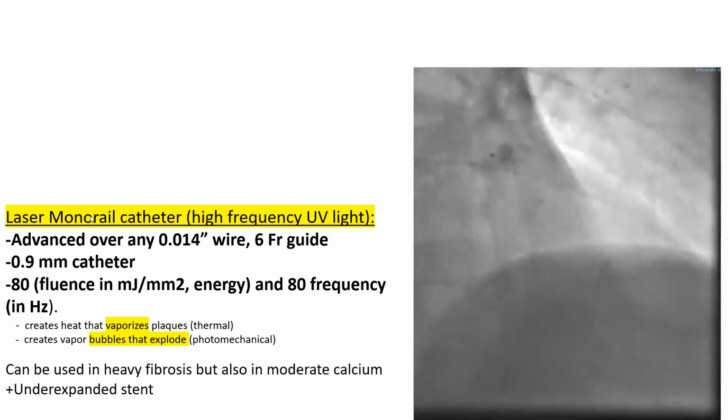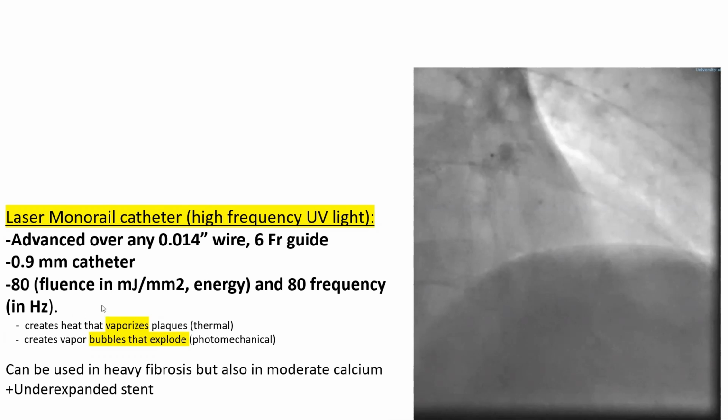So I'll describe briefly the laser. Laser is a monorail catheter that can be advanced over any 0.14-inch wire, and that's an advantage over the orbital and rotational atherectomy in cases where you cannot cross the lesion with any device. You may use your standard wire and advance the laser over it. It's a 6 French guide. The most commonly used catheter is the small 0.9 millimeter catheter.